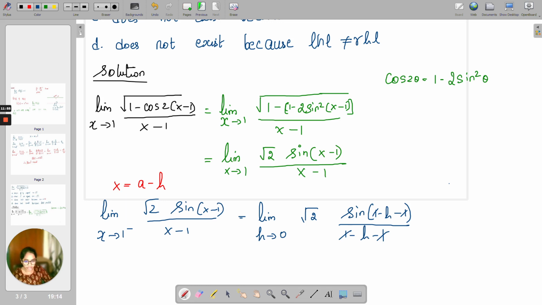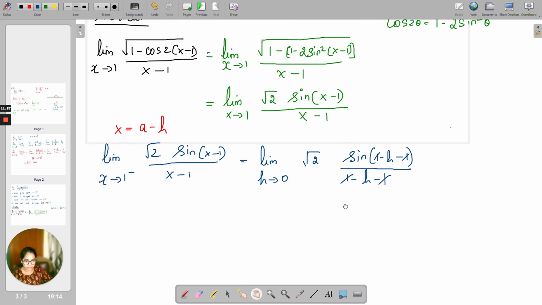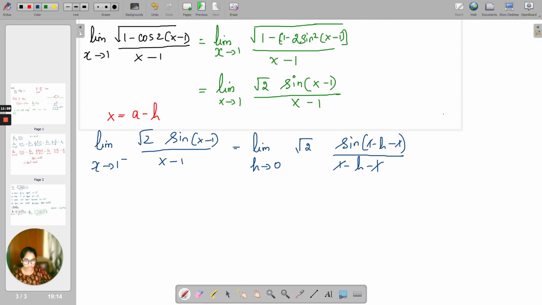So you know that sine is an odd function. So what would I get? Limit h tending to 0 square root of 2. Yes, I would get minus sine h divided by minus h. So these things become, it cancels. Yes, numerator 1 and the denominator minus 1. Yeah, the minus and minus gets cancelled.